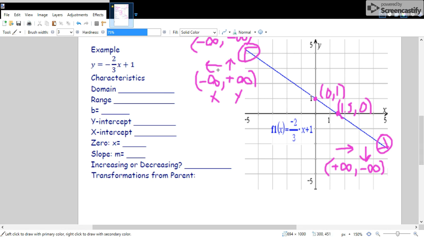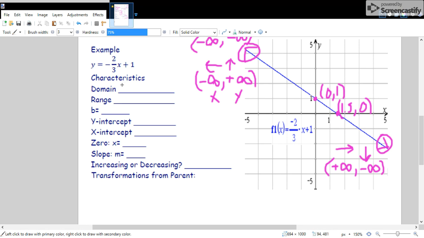This arrow is going to the left and up. So left means negative infinity for x, and up means positive infinity for y. This arrow is going to the right and down. So our x is going right, so that means plus infinity. It's going down, so our y would be negative infinity. If you plot this point, label this point, we have (0, 1). That's going to be our y-intercept. And if you look at this point, it looks like it's about (1.5, 0).